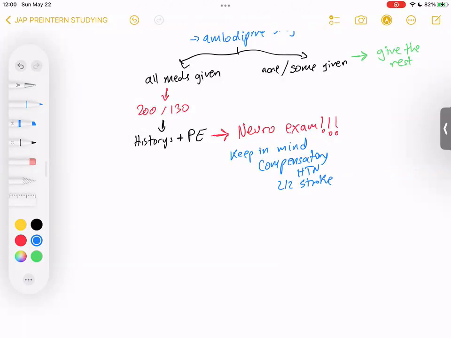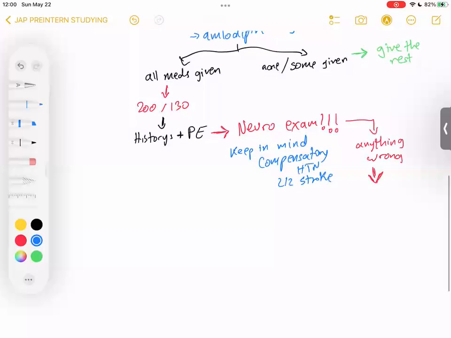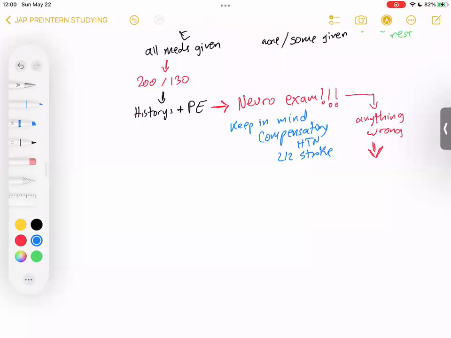Okay. So if you do your neuro exam and if anything is wrong, what's the next step? Head CT scan. Exactly. So you're going to order a head CT. And remember, this is going to be ordered as stat. Okay. What else?